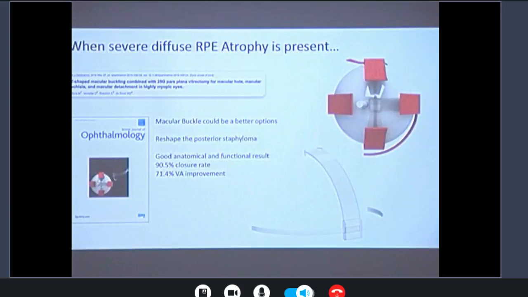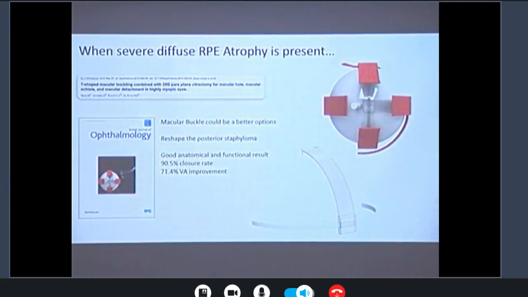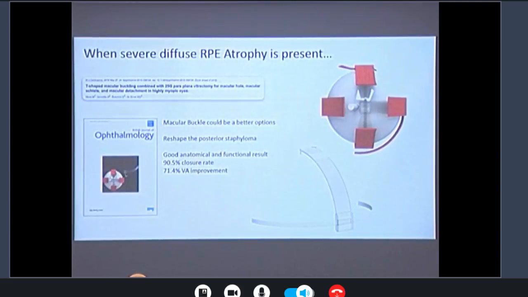When severe diffuse atrophy is present at the location of the break, the situation is different. As I said, the negative pressure created by the RPE pump is not present anymore, so it's more difficult to close these holes. Usually what happens is that you manage maybe to close the hole intraoperatively, and maybe with silicone oil you will have a good result, but sometimes when you then remove the silicone oil, the hole is still present, there is no RPE pump effect, and you get a redetachment.